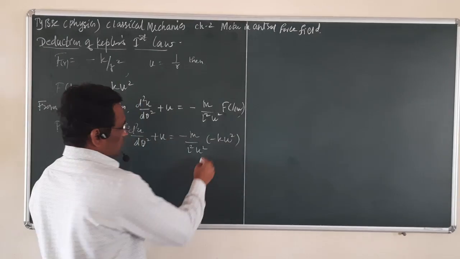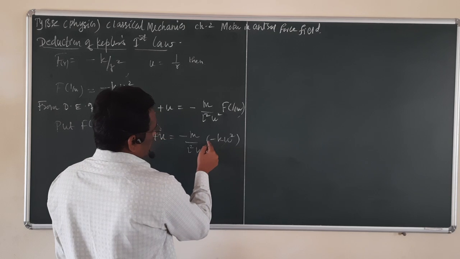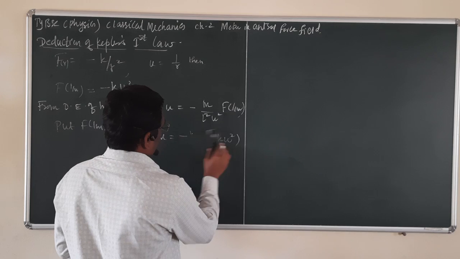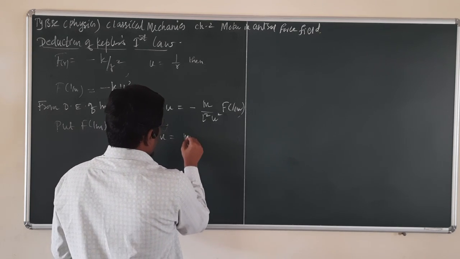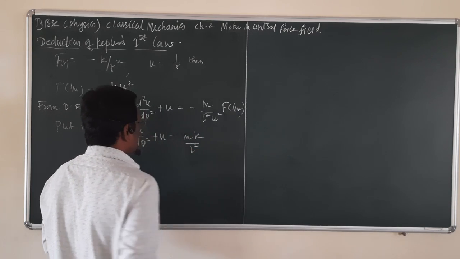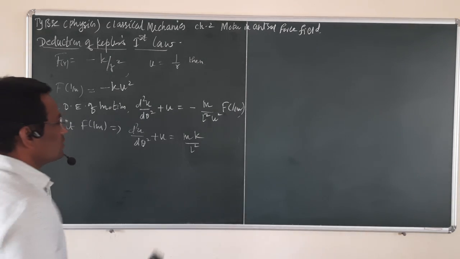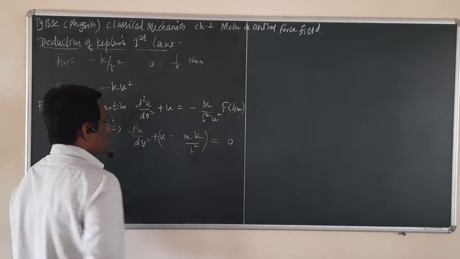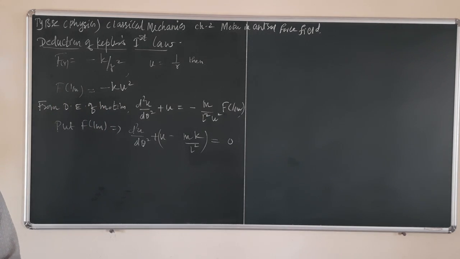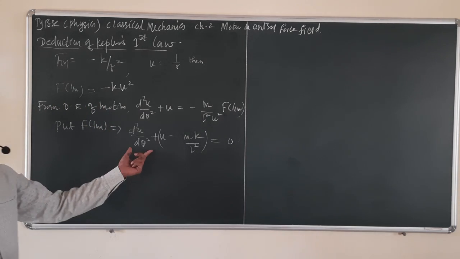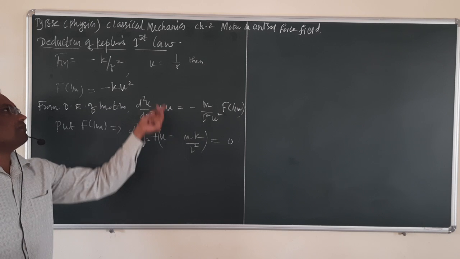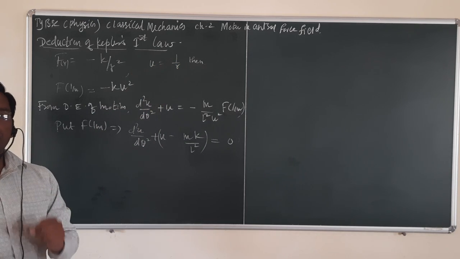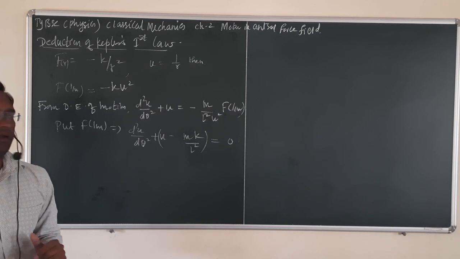Now this u square will cancel with this u square. This minus sign will become plus sign. So mk divided by l square. So here on the right hand side, we have mk divided by l square. If you take this mk by l square to the left hand side, the right side will become 0. Now this is the differential equation for planetary motions. In this differential equation, u is the variable which is given as 1 over r. r is the distance between the Sun and that planet.